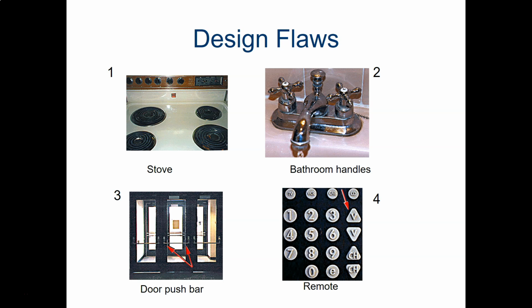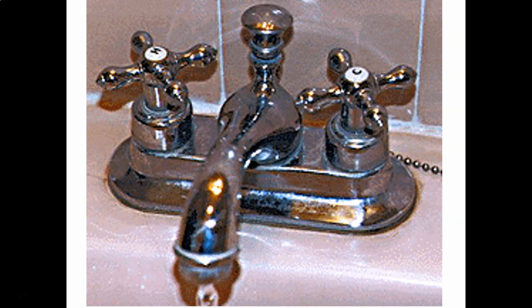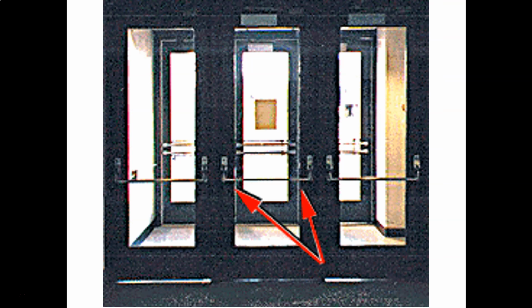Consider these examples. Each one has a design flaw. Can you name them? Pause the video, see if you can figure out what they are. The stove controls are not arranged so that it's immediately obvious which control operates which burner. On this sink faucet, it's not obvious which way you should turn the handles to get the water flowing. Because both sides of the crash bars look identical, it's not very obvious which side of them you should push on to open the door.